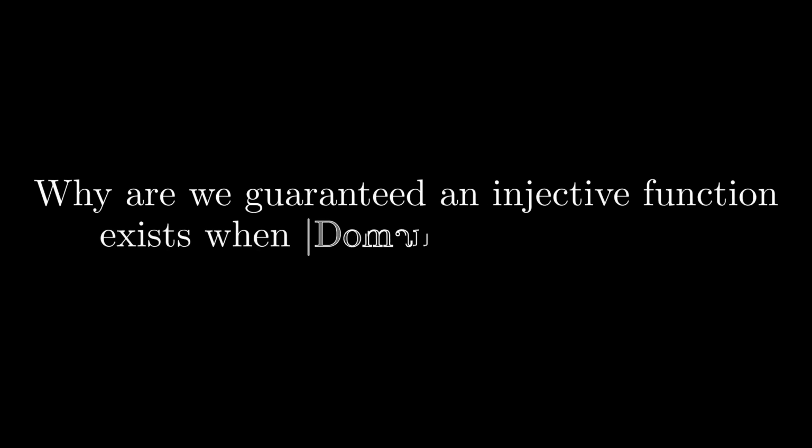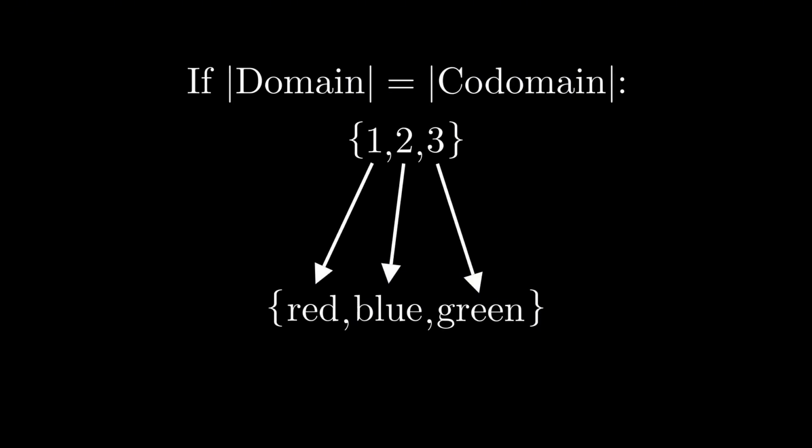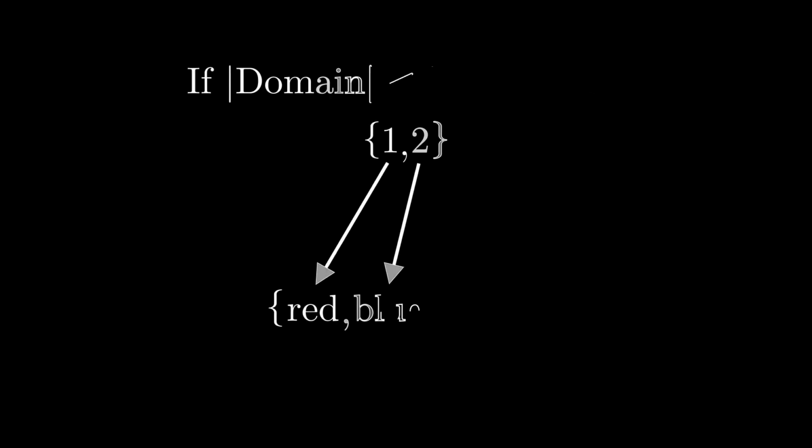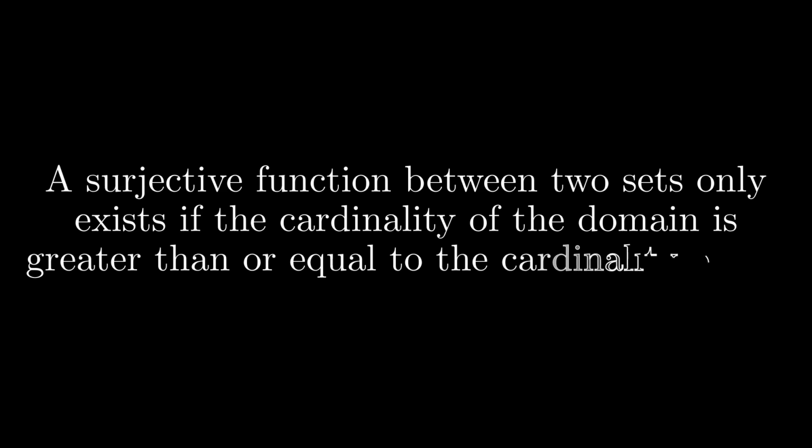Now, why are we guaranteed an injective function if the cardinality of the domain is less than or equal to the cardinality of the codomain? Well, because now there are either exactly enough elements or more than enough elements in the codomain to pair up our elements in the domain with. Great, let's put that fact on hold for a second. The second fact I want to discuss relates cardinality to surjective functions. A surjective function between two sets only exists if the cardinality of the domain is greater than or equal to the cardinality of the codomain.